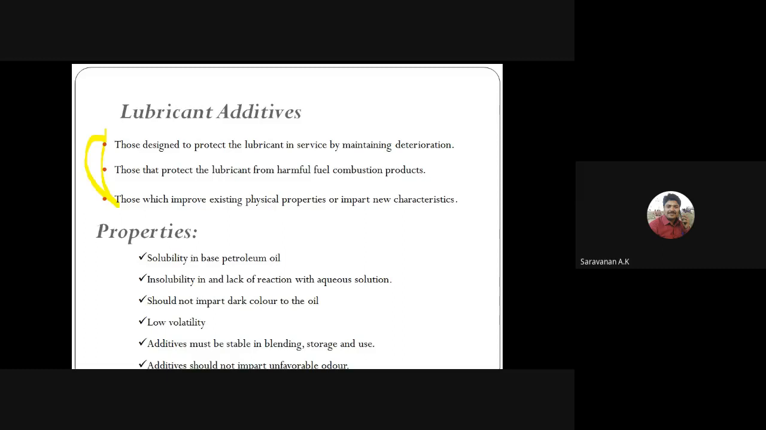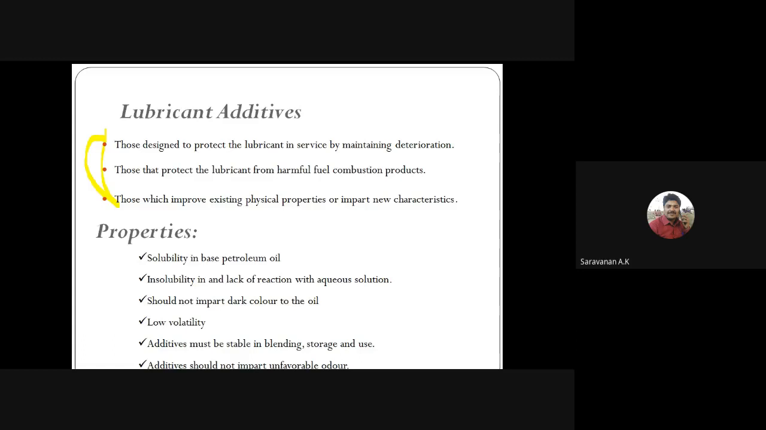We have plenty of characteristics and properties in the lubricating oil. For the base, we mentioned five: viscosity index, pour point, flash point, and the specific gravity or density.